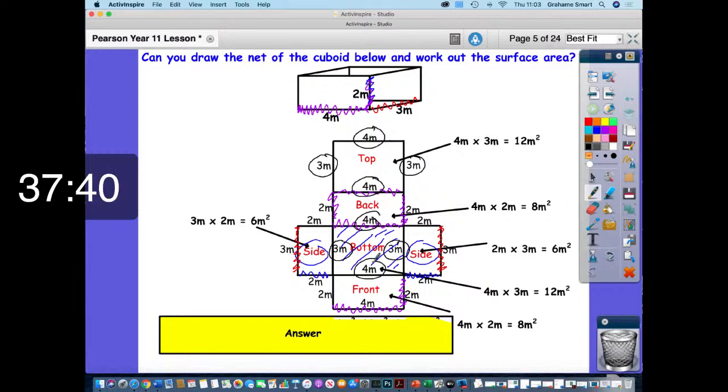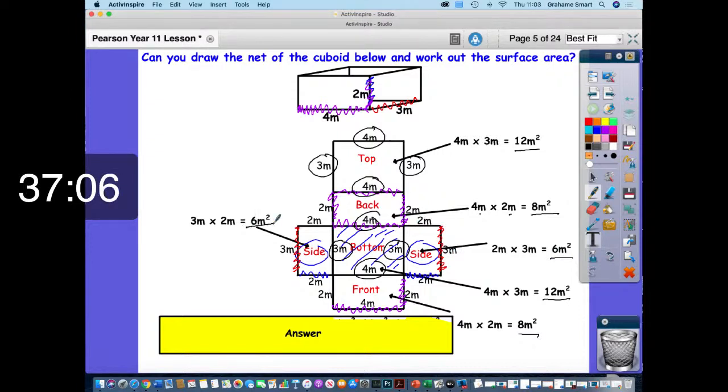And now what have I got to do to work out the surface area? Well, really, just a series of really simple calculations. They're all rectangles. So top one, 4 meters multiplied by 3 meters is 12 meters squared. That's going to be the same for the bottom as it is for the top. So we've got two of those. Then I'm going to do the back. So the back is 4 meters multiplied by 2 meters, which is 8 meters squared. That's going to be the same as the front. Okay, then I've got the two sides. So I've got 2 meters multiplied by 3 meters, which is 6 meters squared. And that's going to be the same as the other side.